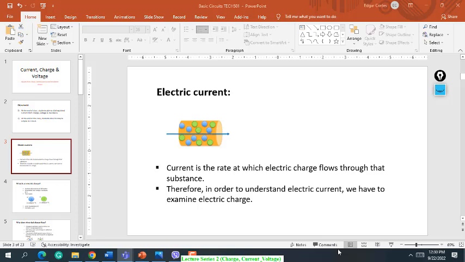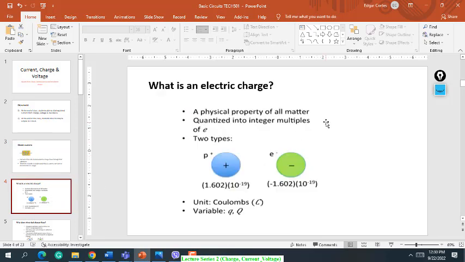Therefore, in order to understand electric current, we have to examine electric charge. For us to understand electric current, we must understand what charge is. Later we'll discuss what charge is. As I explained earlier, we have here an electric charge, class.